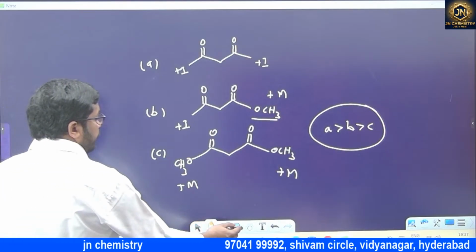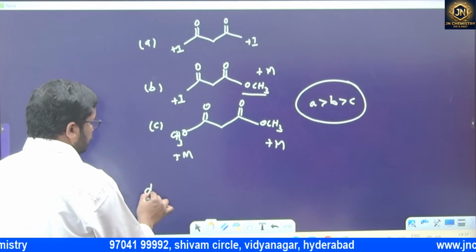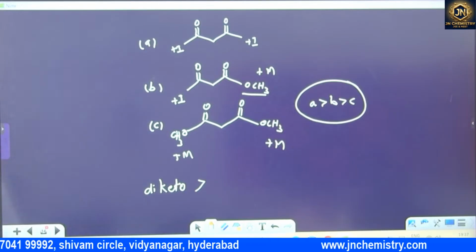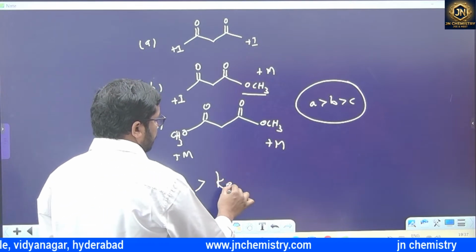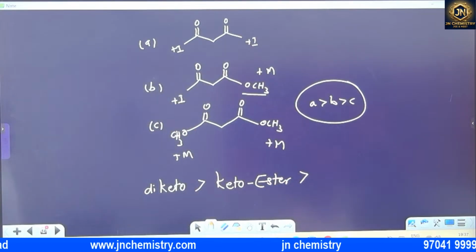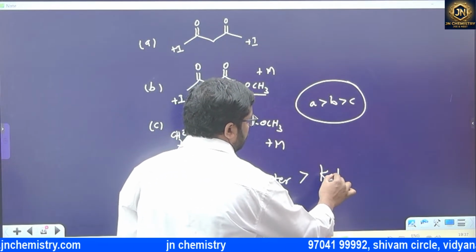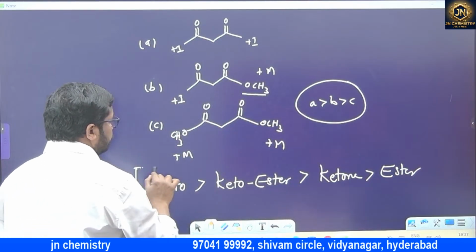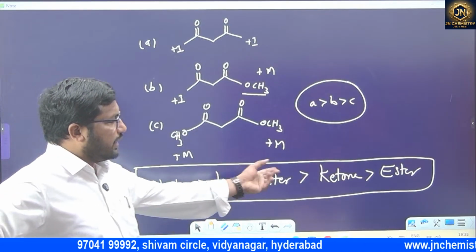So here, write one more point directly. Diketo has more enol content than keto ester, then diketo, keto ester, ketone ester. This is the enol content order. So if sometimes they are given, just follow this order: diketo, keto ester, ketone ester.